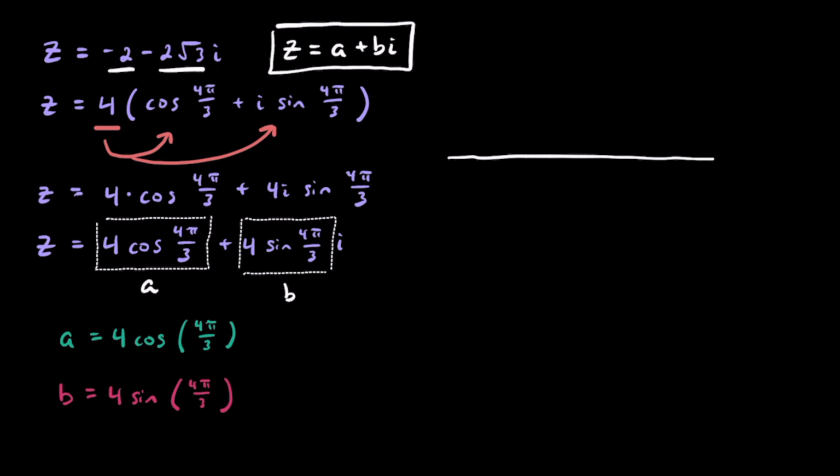Let's see what this looks like on a plot. So here we have our horizontal axis. I'll call that the real one. And here's the vertical axis, and that'll be our imaginary one. So I'll put a little i to represent. Since a is -2, we know we're going to be moving 2 units to the left here. And since b is -2 root 3, we can write that right over here.